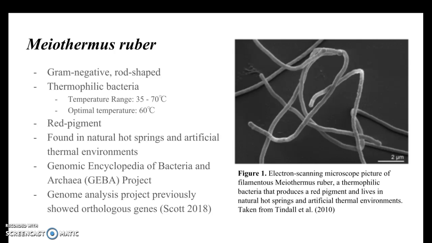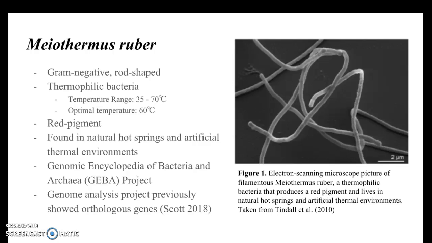The organism of interest for this project is Meiothermus ruber, which is a gram-negative rod-shaped thermophilic bacteria. On the right of the screen is an electron scanning microscope picture of M. ruber. It can grow in temperatures from 35 to 70 degrees Celsius and has an optimal growth temperature of 60 degrees Celsius. M. ruber produces a red pigment and is found primarily in natural hot springs and artificial thermal environments.